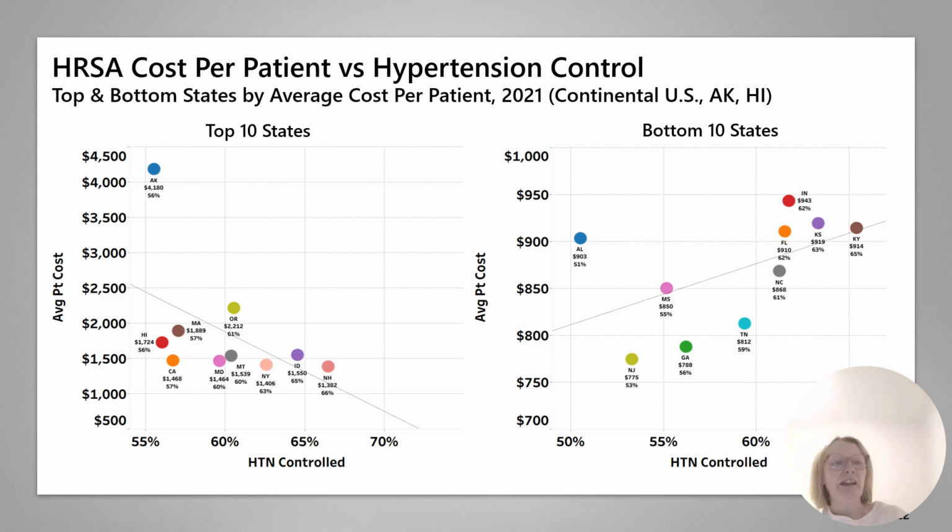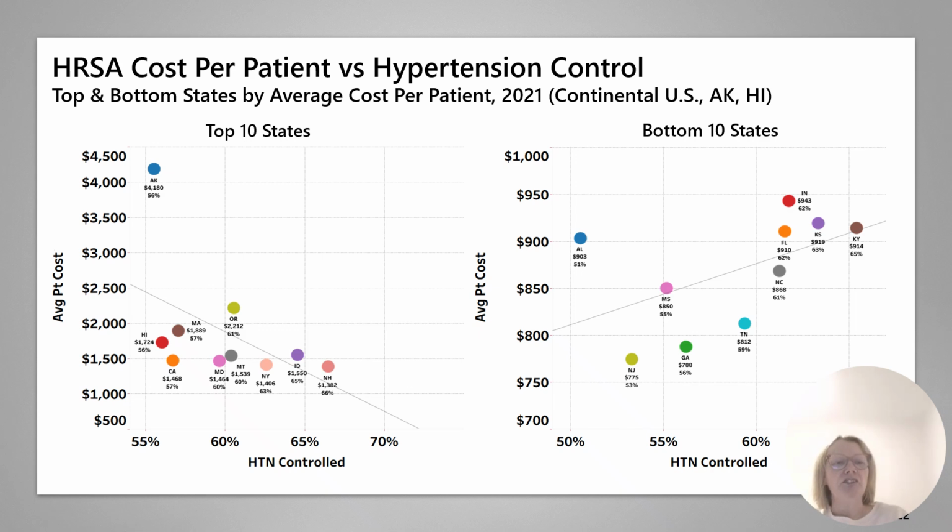Based on this data analysis, we can say in the top 10 states, there is a range in the average cost per patient of $1,382 in New Hampshire that increases to $4,180 in Alaska. There is a range in the percentage of controlled hypertension of 56% in both Alaska and Hawaii that increases to 66% in New Hampshire.